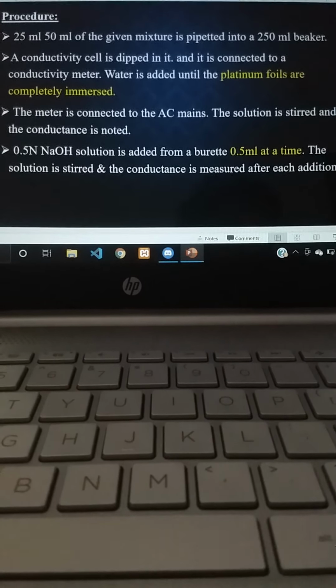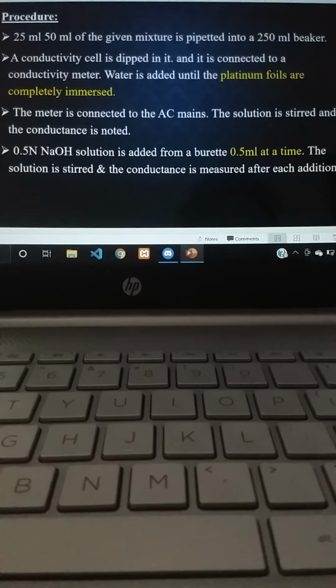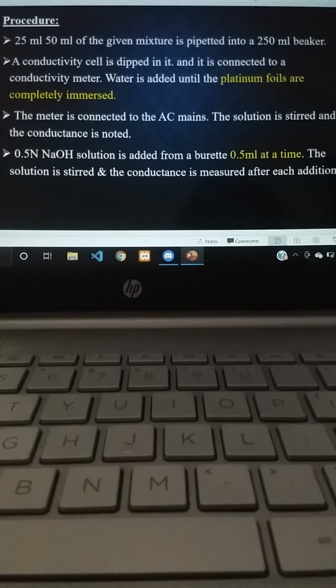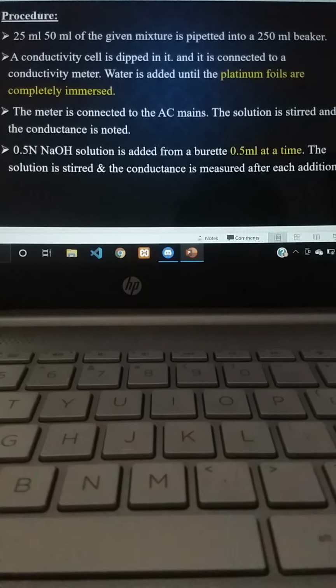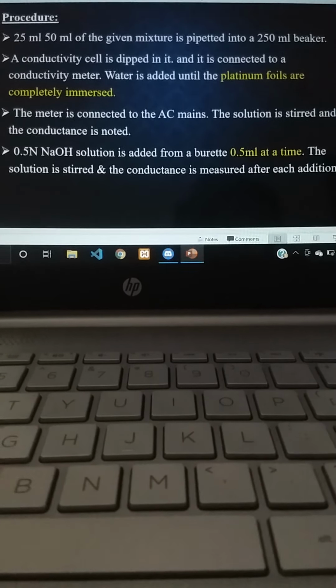The next step is the cell is connected to a conductivity meter which is connected to the AC mains. After connecting to the AC mains, it is standardized. Simultaneously you have to note down the conductance of the solution. Then 0.5 ml of 0.5 normal sodium hydroxide solution is added from the burette to the reaction mixture. Then the solution is stirred well and you have to note the conductance.